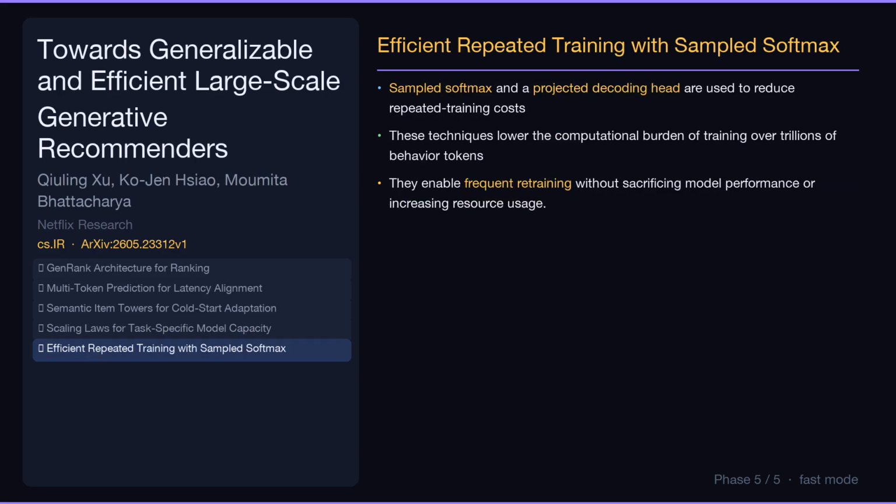Contribution 5. Efficient repeated training with sampled softmax. Sampled softmax and a projected decoding head are used to reduce repeated training costs. These techniques lower the computational burden of training over trillions of behavior tokens. They enable frequent retraining without sacrificing model performance or increasing resource usage.